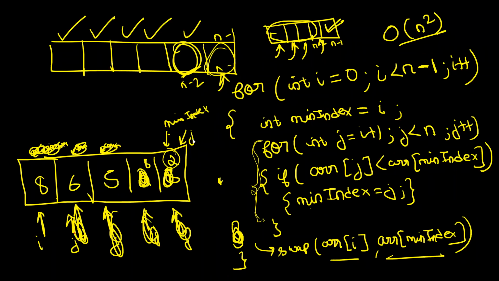Cool. So adaptive, I told you. Adaptive means that if you give it a sorted input, is it taking less time? No, it is not taking less time, right? Even for a sorted input, the time complexity of selection sort will be big O of n square. Okay.